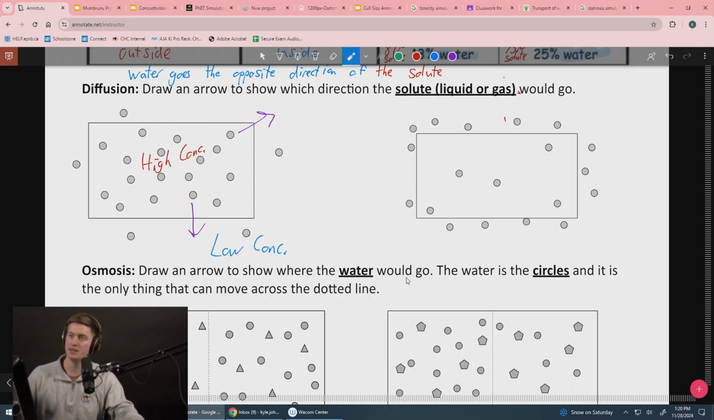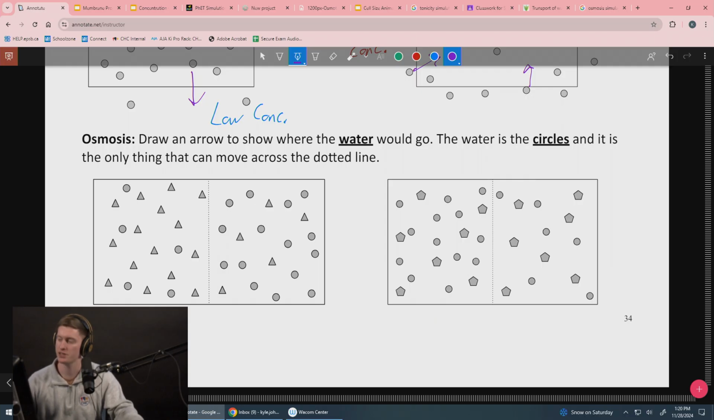The opposite is true here. Here we have a higher concentration outside, and we have a low concentration inside. So we're going to flow into the cell.